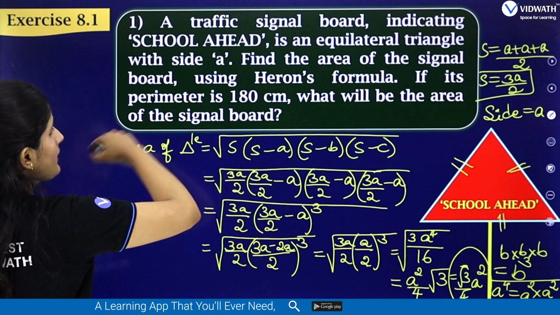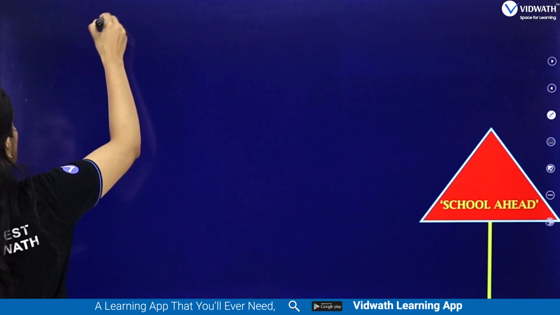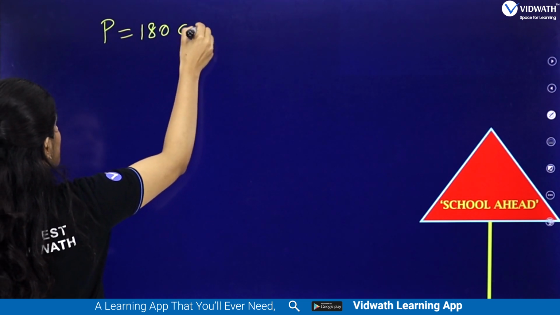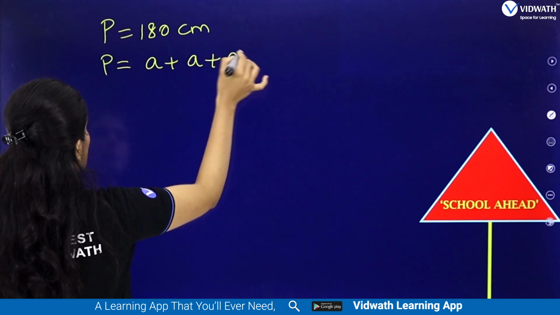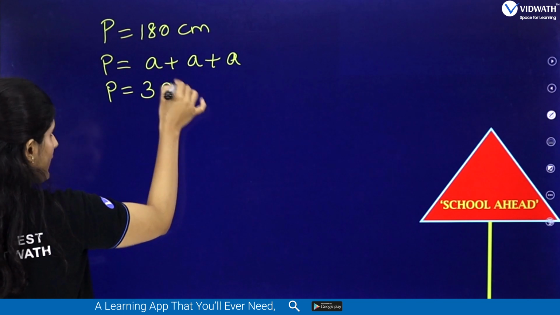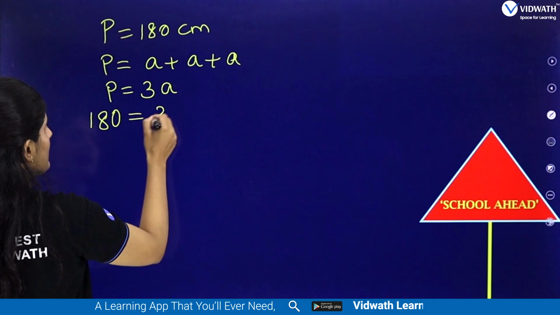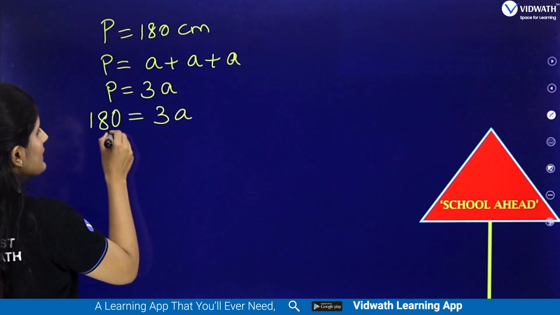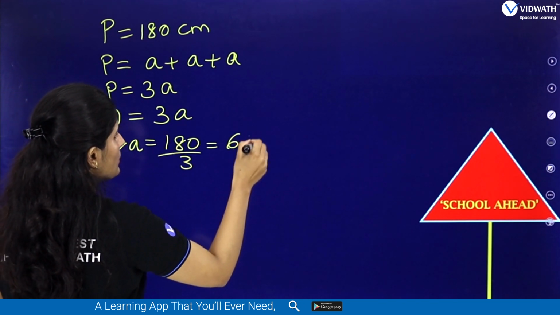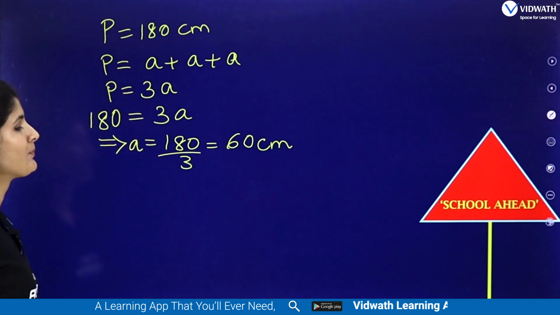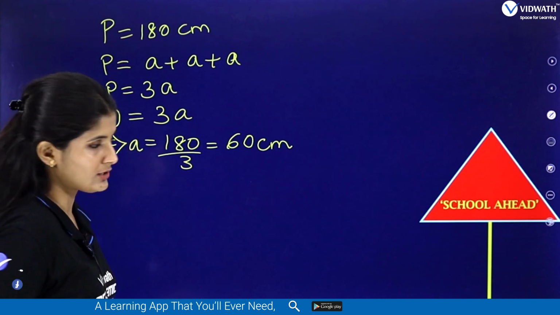Now, a particular case where the perimeter is given by 180 centimeter. The perimeter is given by 180 centimeter. We know that the perimeter of an equilateral triangle is given by a plus a plus a, which is nothing but 3a. Since the perimeter is 180, let me substitute it in place of p, and I have 180 is equal to 3a. From this, I can write a is equal to 180 divided by 3, which is equal to 60 centimeters. So I have the sides of the equilateral triangle as 60 centimeter.